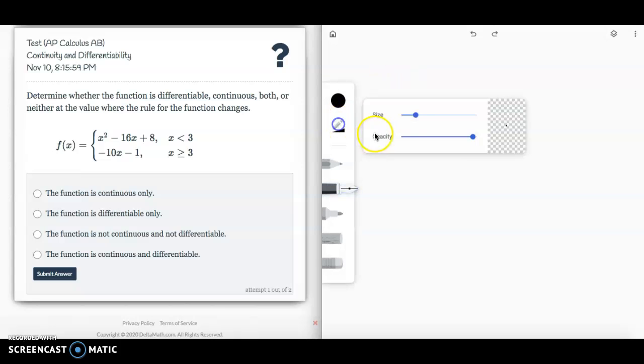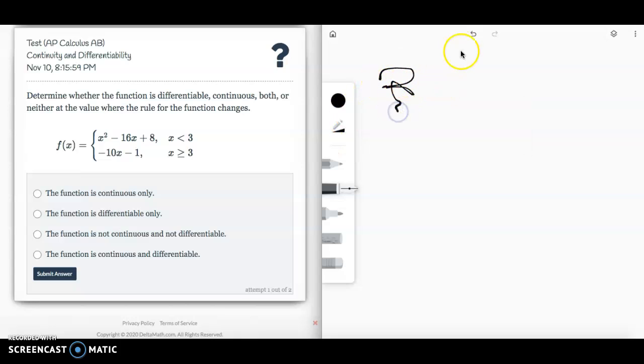wow, that's a really thick marker. What's happening? Why is it that way? Try that.